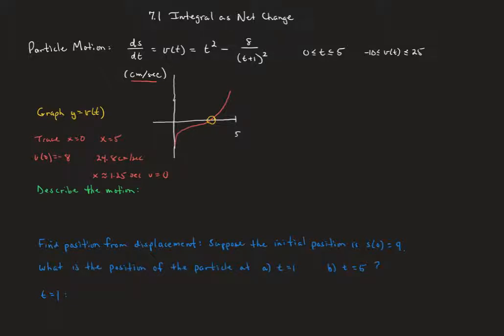So we would say then that one way to describe that motion is, the particle is moving 8 centimeters per second to the left at time 0, and then gradually it came to a rest and at about 1.25 seconds, then changed direction and went to the right, increasing in velocity until at the end of that 5 seconds, it was moving about 24.8 centimeters per second. Okay, so that's a description of the motion.